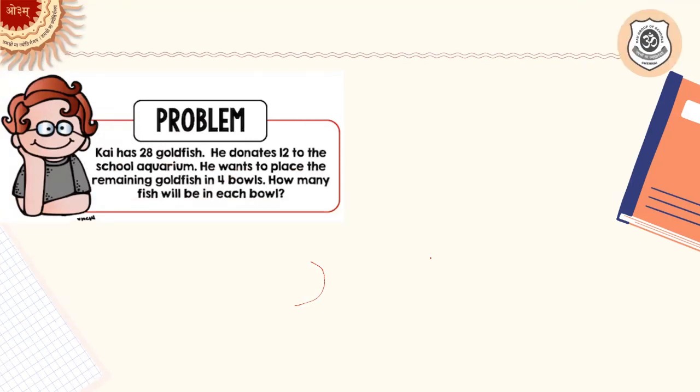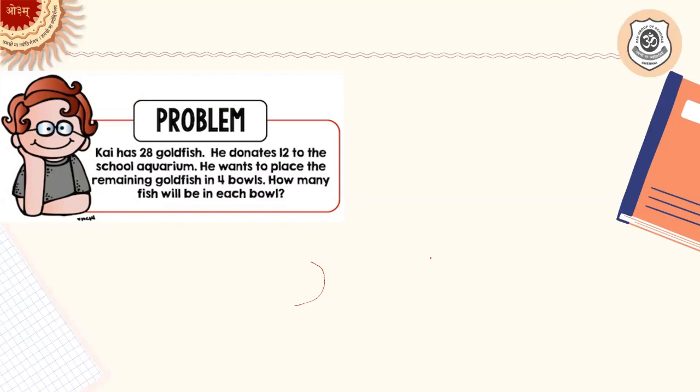Sai has 28 goldfish. He donates 12 to the school aquarium. He wants to place the remaining goldfish in 4 bowls. How many fish will be in each bowl? If you think these questions are simple addition, subtraction, or division, right? But again, the child has to read, understand, and then come to the conclusion what kind of application he has to use here. Am I right, teacher?